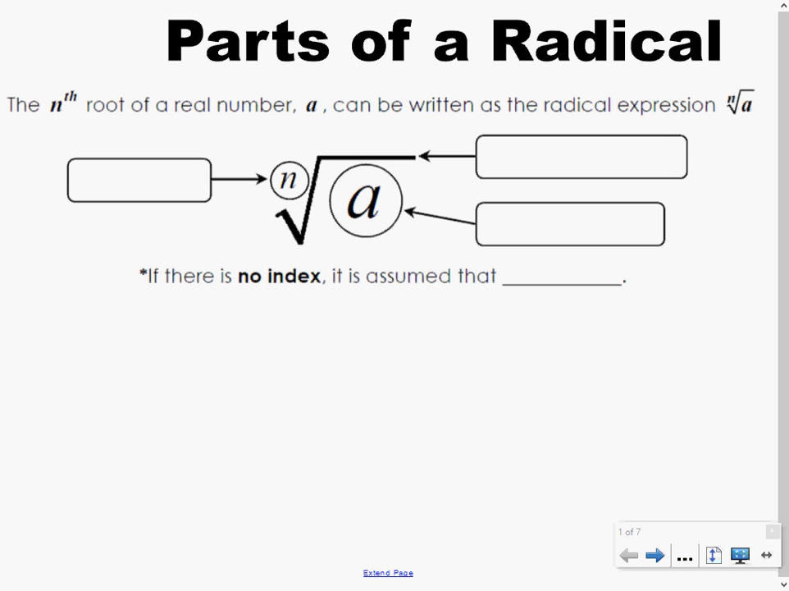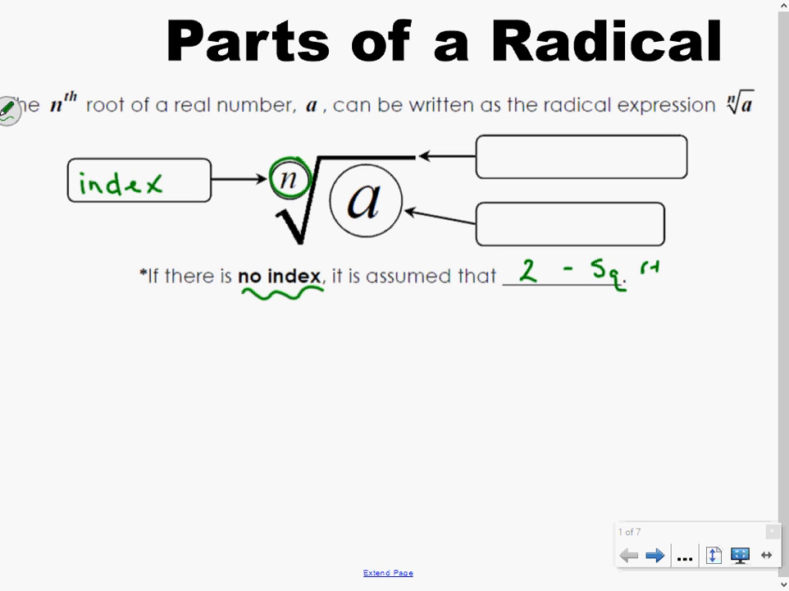So in general, right, typically when you see that square root symbol, we just think of it as a square root. But there are other types of roots that we can have. So if you're looking at this, we're going to label a couple things here. This n is going to be a number that we call the index, and that's what indicates the root that we're taking. Okay, if there is no index, we're going to assume that the index is 2, which means we have a square root.